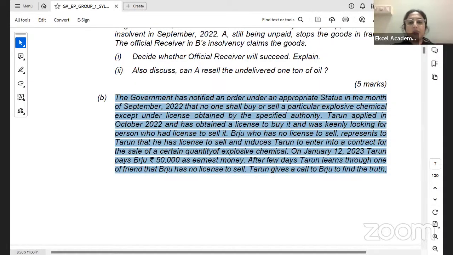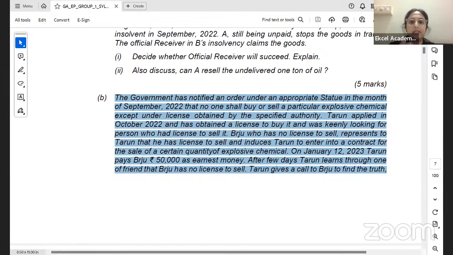The government has notified an order under an appropriate statute in the month of September 2022. So the government has come up with the order in the month of September 2022 that no one shall buy or sell a particular explosive, some explosive chemical, except under the license obtained by specified authority. Okay, if you have a proper license, then only you can sell or buy this particular explosive. This is what the government has told.